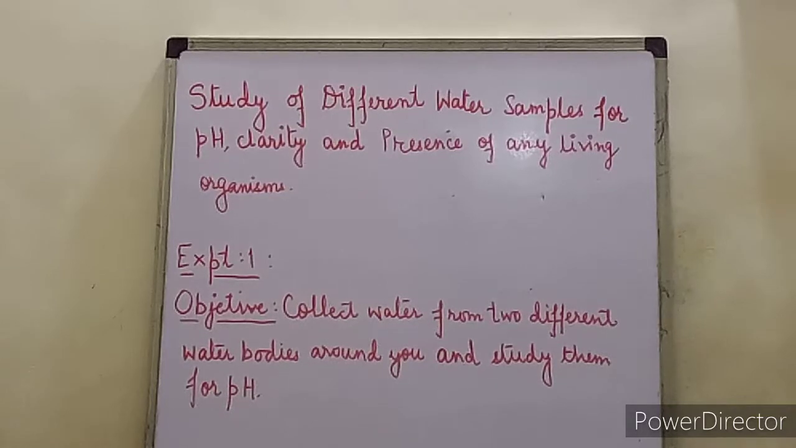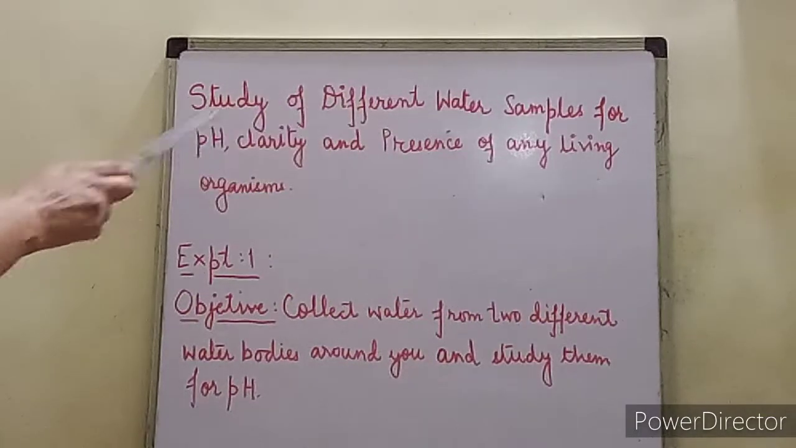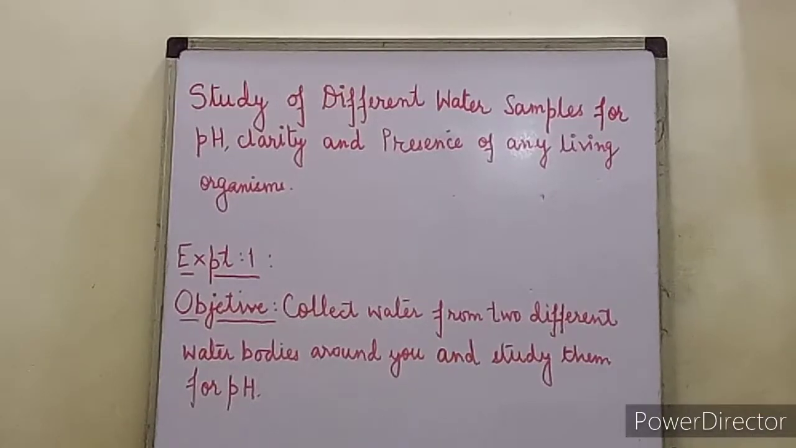Today I am going to teach you the practical about the study of different water samples for pH, clarity and presence of any living organisms. As we know, water is an important abiotic component on the earth, and it can change its quality because of addition of substances, organic, inorganic, biological or radiological, or factors like heat which degrade the quality of water so that it either becomes a health hazard or unfit for use. This is called water pollution.